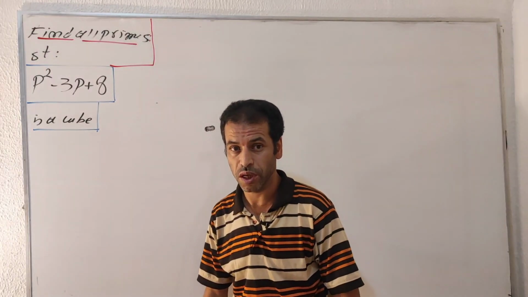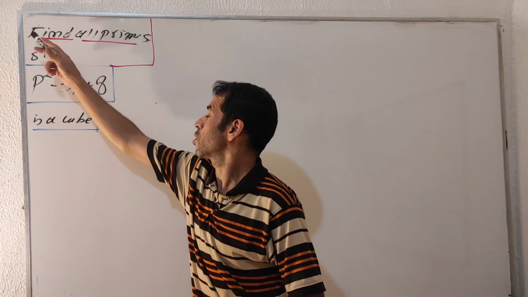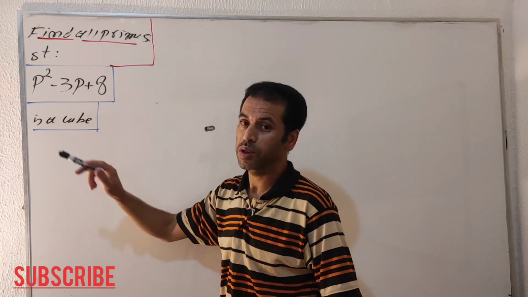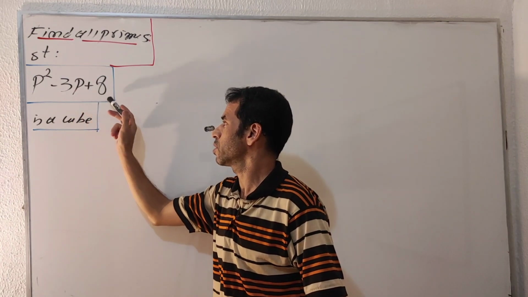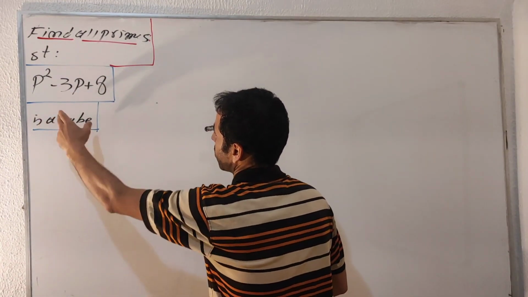In today's video, here is a nice number theory problem. Here is the following setup. Find all primes p such that p squared minus 3p plus 8 is a cube. Okay, let's deal with this kind of problem.